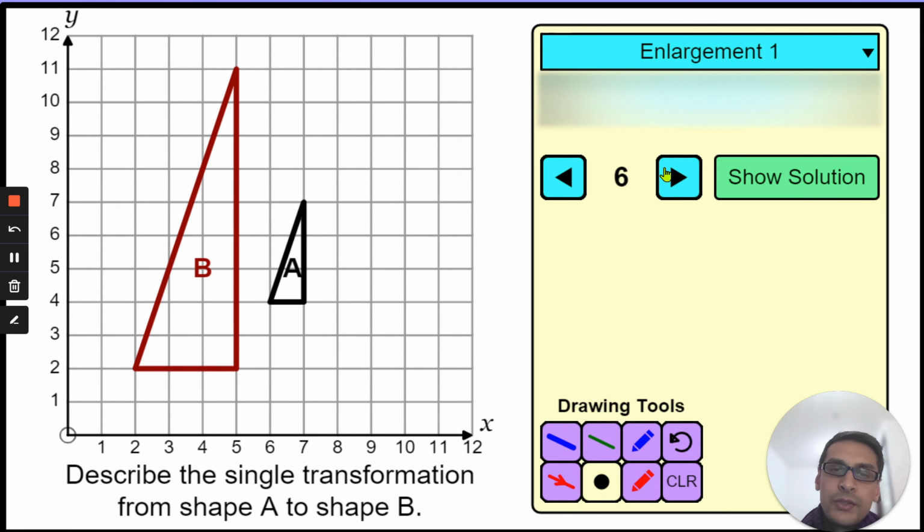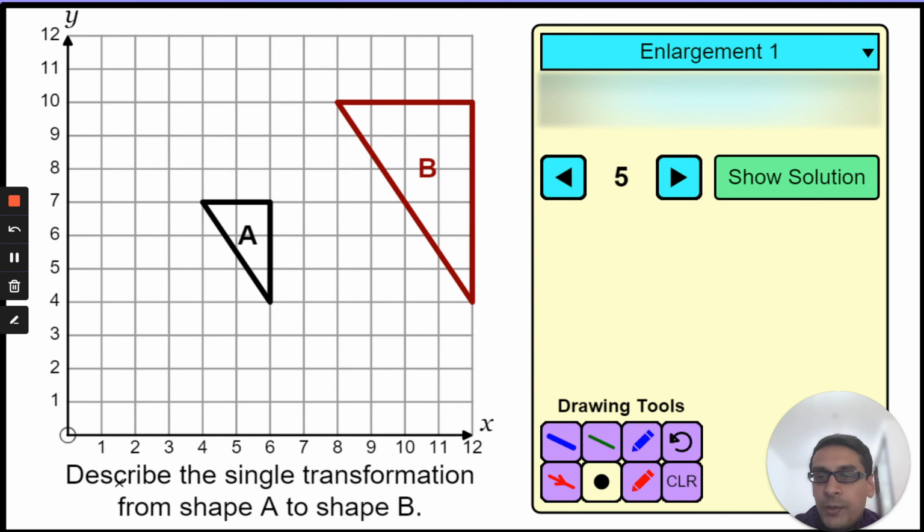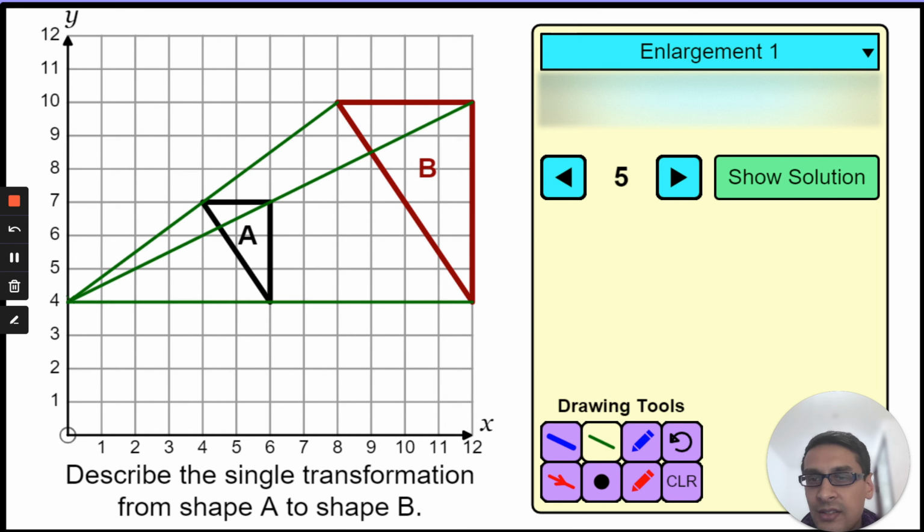And this is going to help us with this example, where we need to describe the single transformation from A to B. So what we're going to do is connect the lines up and do this in reverse. You know that these corresponding vertices have to meet this line. So these are ray lines, and you can see what happens is all of these ray lines will meet at a certain point, which means that this is your center of enlargement.